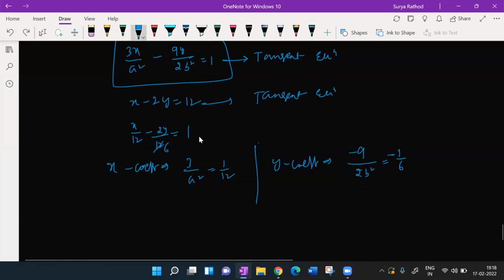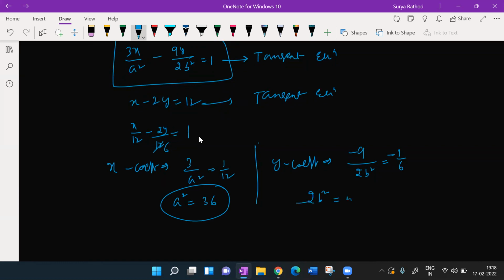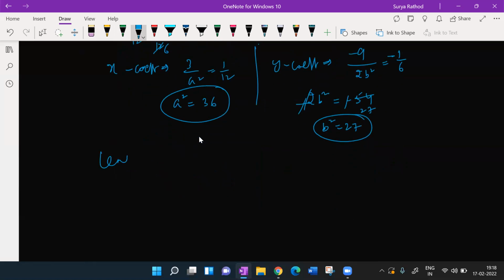Tell me directly. What is the a square value? 36. What is the b square value now? Here in fact 2b square minus 2b square is equal to minus 54. So the b square value is 27. What is the b square value? 27. What do I need? Length of latus rectum. What was the formula? 2b square by a. So 2 into b square is 27 by a. So what is a?